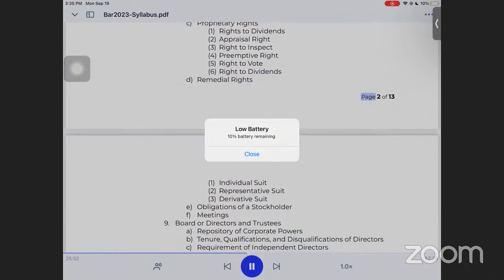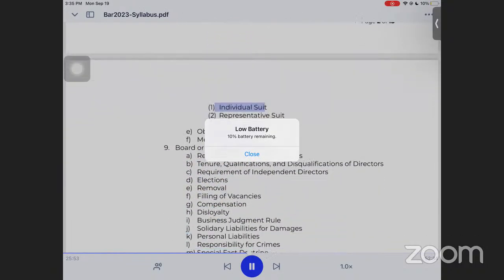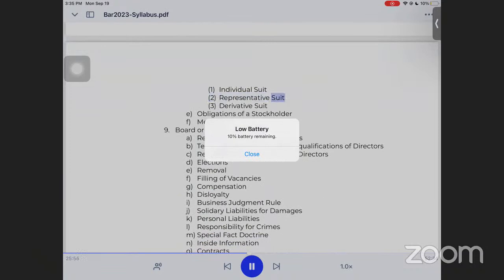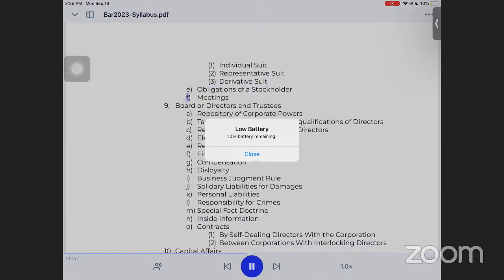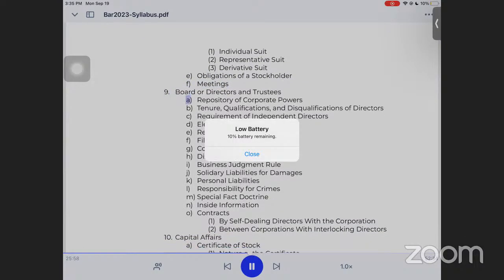D. Remedial rights. Page 2 of 13. 1. Individual suit. 2. Representative suit. 3. Derivative suit. E. Obligations of a stockholder. F. Meetings. 9. Board. A.